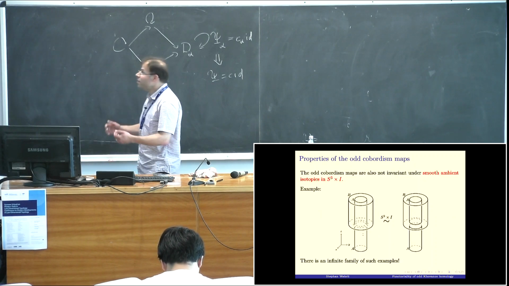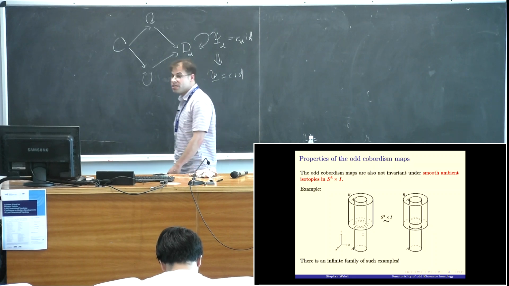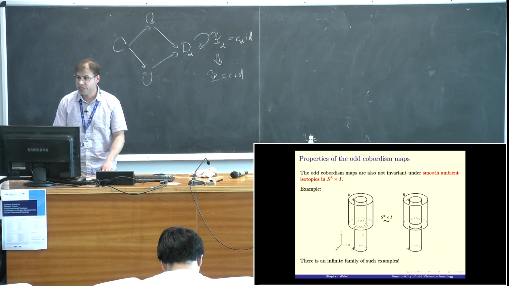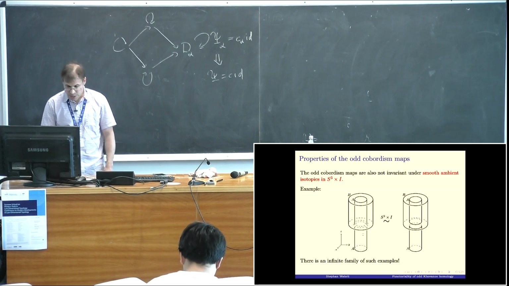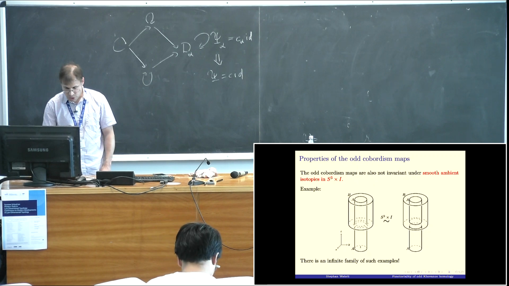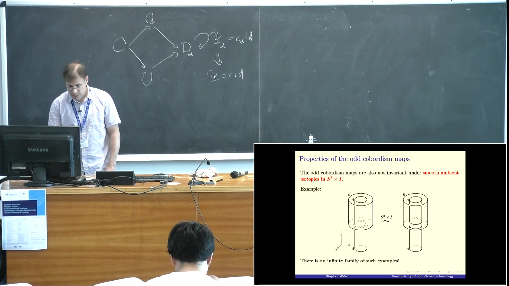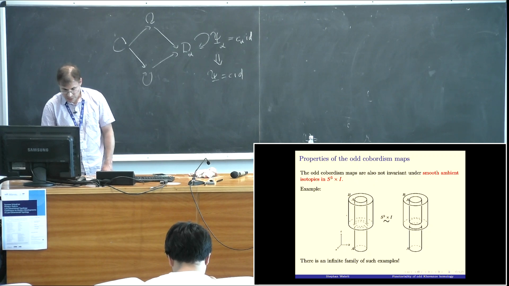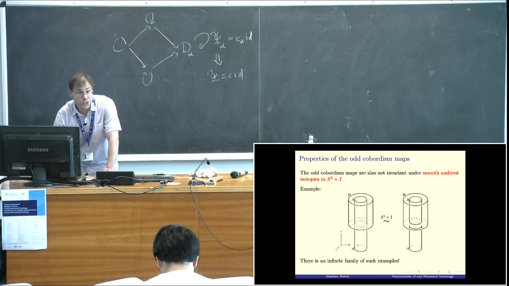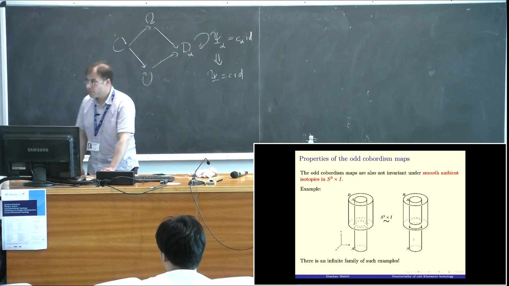And maybe more surprisingly, the odd cobordism maps are also not invariant under smooth ambient isotopies in S3 cross I. Here's an example. These are, again, broken surface diagrams. Both pictures show cobordisms from the unknot to the two-component unlink. Here we have this tube, and then we have a cup whose top boundary is given by B. In this picture, the tube overcrosses the floor of the cup, and here the tube undercrosses the floor of the cup.